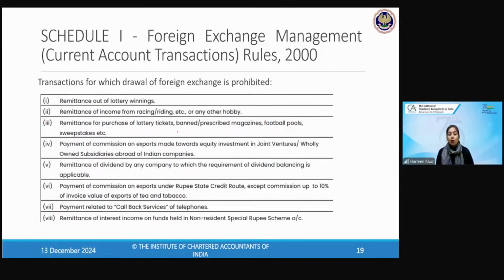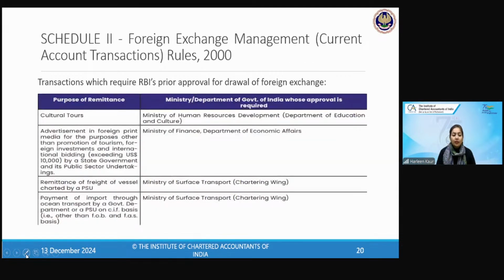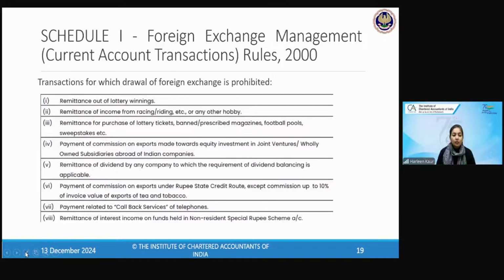Payment of commission on exports made towards equity investment in joint ventures or wholly owned subsidiaries abroad of Indian companies. Now, this is something which is very interesting. What is it trying to tell you over here? Now, this point says that you are making a payment of commission on the exports.